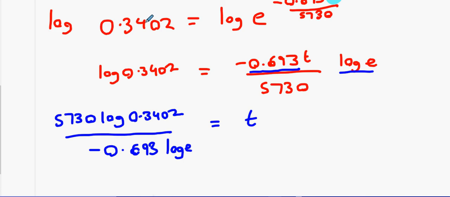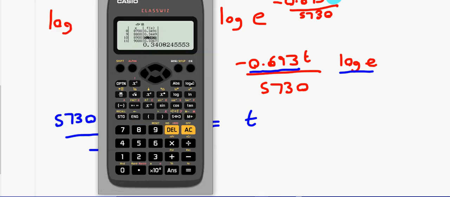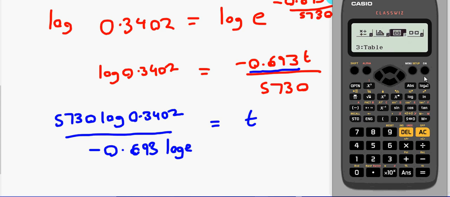I suggest you practice now. Surprised how many times I see mistakes here. Let's try it out. 5,730 log 0.3402, all divided by 0.693.